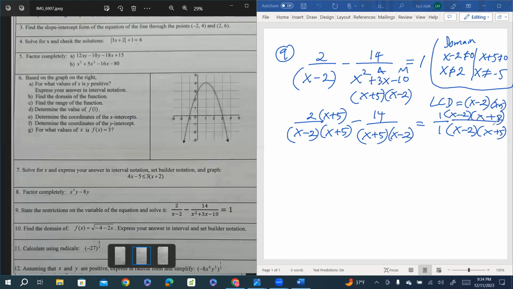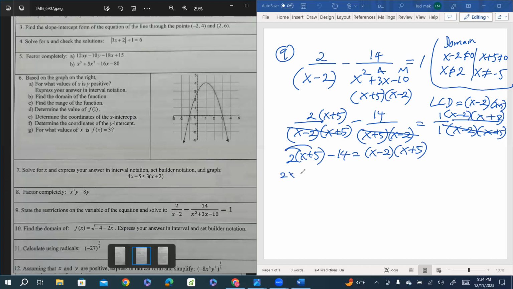Now, when we have the same denominator throughout, we could multiply by the LCD from both sides to cancel them out. So now let's see what we have. We have 2 times x plus 5 minus 14 equals x minus 2 times x plus 5. Right, that's a 5, by the way. Now let's distribute the 2.